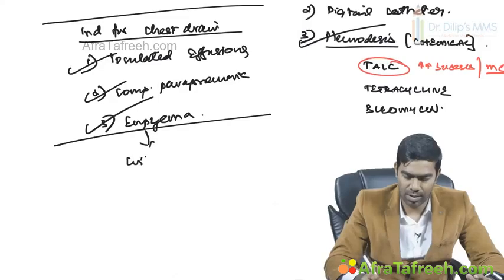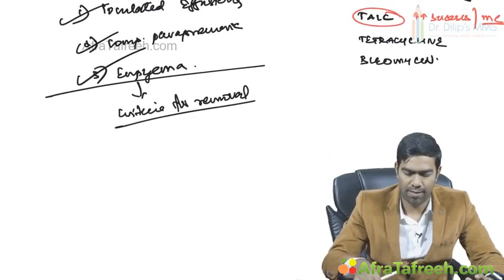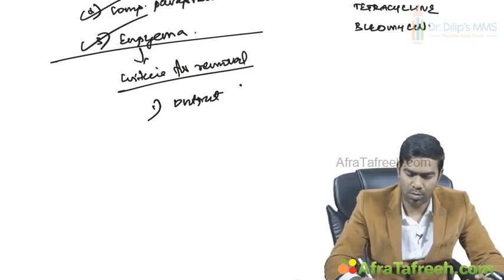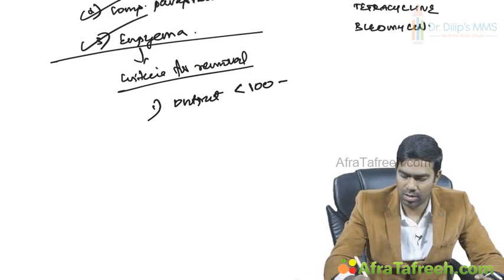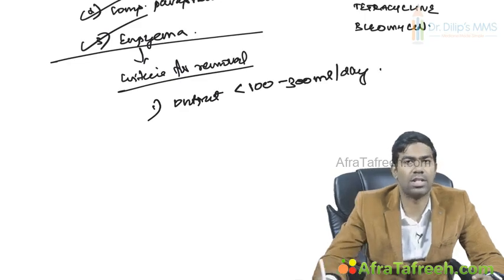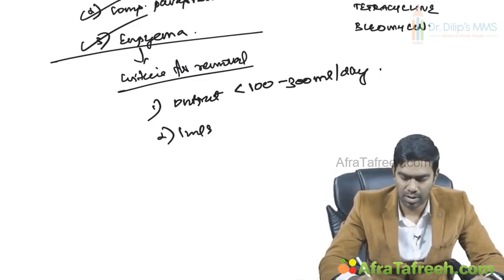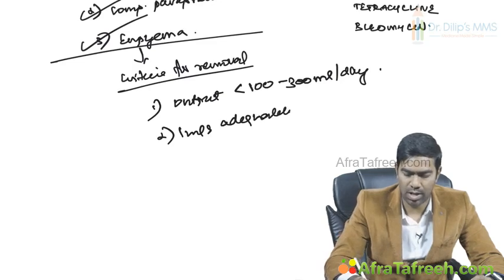And you also have something called criteria for removal. So what are the criteria for removal? The first criterion for removal is the output you are going to see. So the output of the drain, is it less than 100 ml to 300 ml per day? That's what you're going to see. If it's less than 100 ml to 300 ml per day, definitely it's one of the criteria for removal. At the same time, the lungs should be adequately expanded. Again, it's one of the very important criteria for removal of the drain. So these are the very, very important criteria for removal of the chest drain.